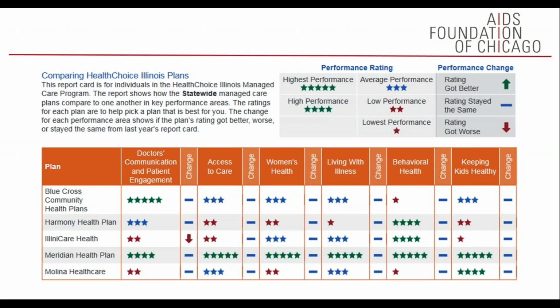And you can also pull it up online. So if you were just to Google Illinois HFS, on the home page, on the right-hand side, you'll see a link to the report card. So you can look at it that way and have it side by side as the webinar continues. Next slide, please.